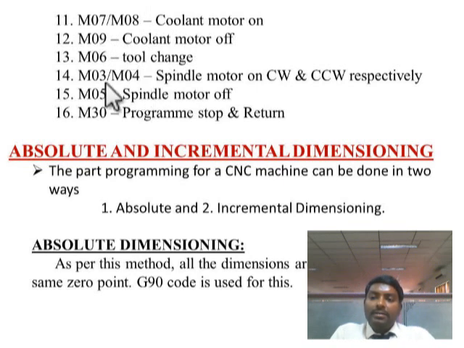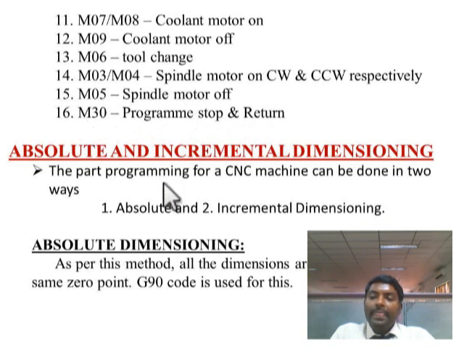And next one is M03 and M04. These codes will be used to switch on the spindle motor in a clockwise or anti-clockwise direction. If you want to switch on the spindle motor in a clockwise direction, we can use M03. If you want to switch on the spindle motor in a counterclockwise direction, we can use M04. And M05 will be used to switch off the spindle motor. And M30 is a code which is usually used at the end of the program. It means program stop and return. That is, the program will be stopped and return to its initial point. That is the meaning of this code.